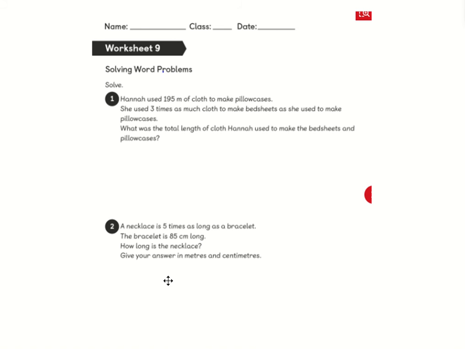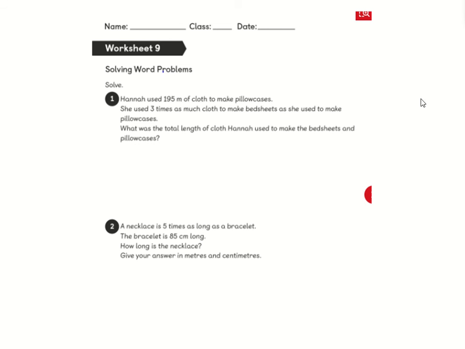Question 2. A necklace is 5 times as long as a bracelet. The bracelet is 85 centimetres long. How long is the necklace? Give your answers in metres and centimetres. So it's clearly asking for your answer to be in metres and centimetres. Okay?